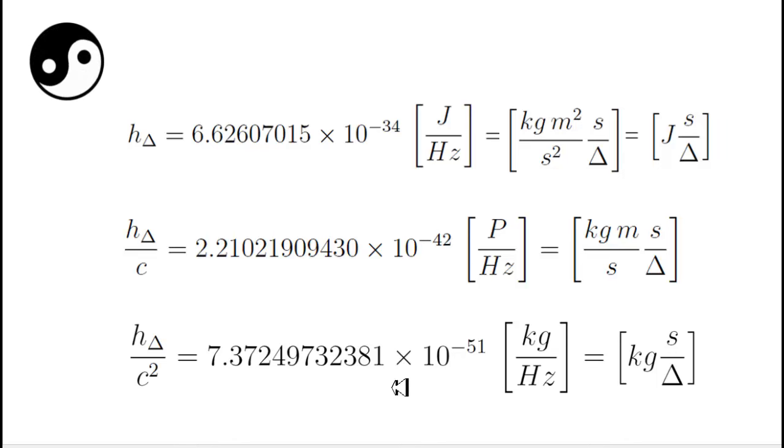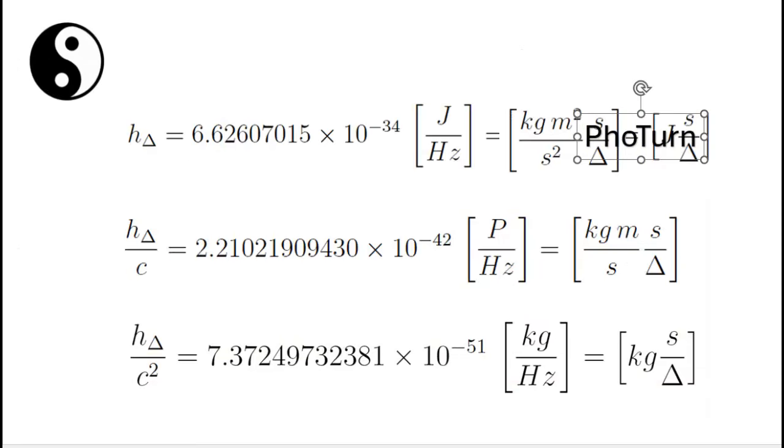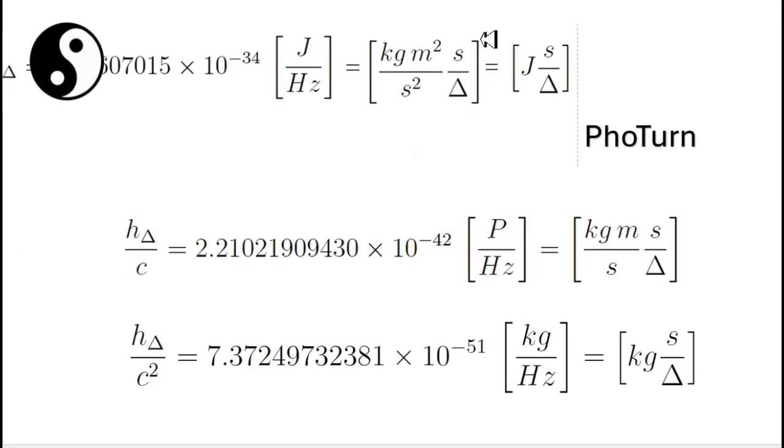And this is the effective mass, when you're dealing with electrons and protons and soliton particles, with units kilogram second per cycle, the mass of one wave period. And so for the soliton model, one period is one turn. I'm going to take this and copy it. Let me just grab this and put it up here. This is my photon model.